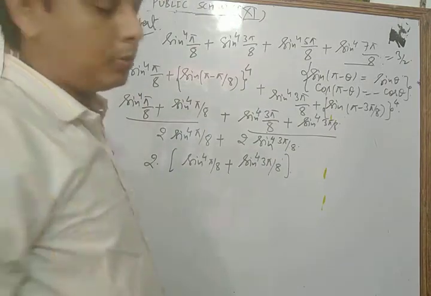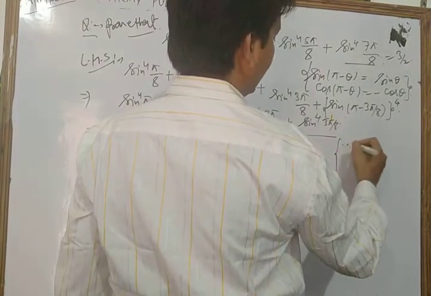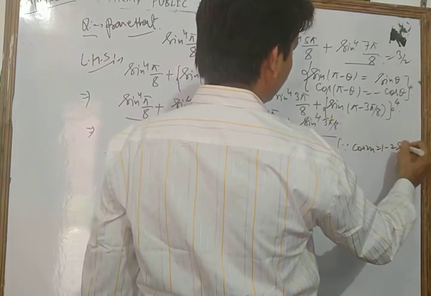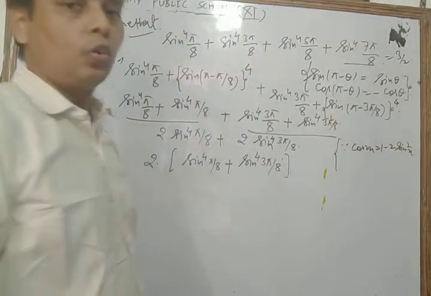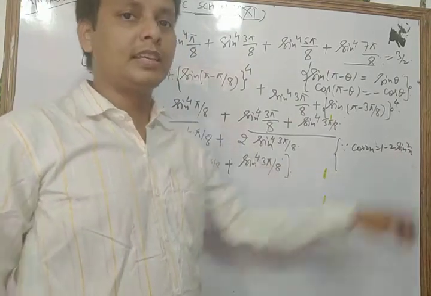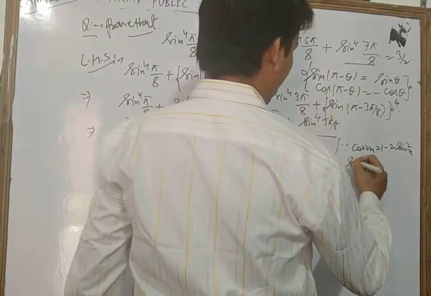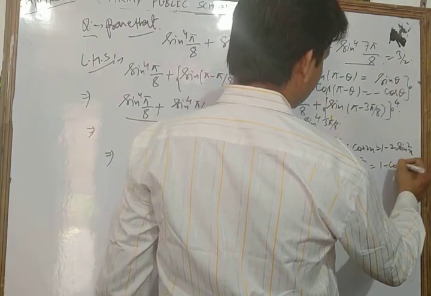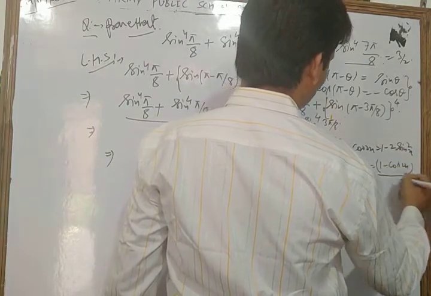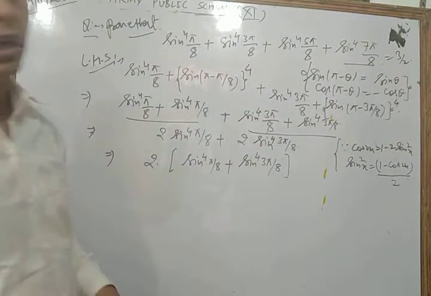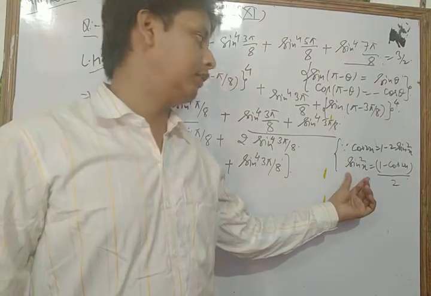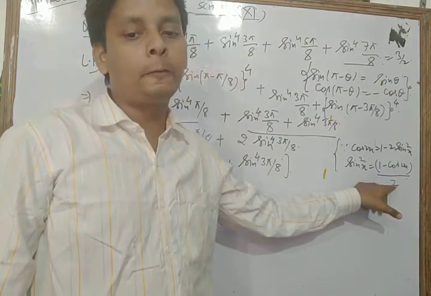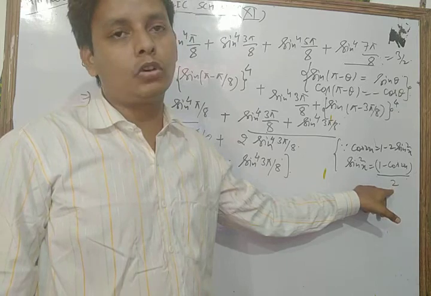We also know the formula that cos 2x is equal to 1 minus 2 sin square x. So sin square x is equal to what? Sin square x is equal to 1 minus cos 2x upon 2. Okay, we convert sin square x in the form of 1 minus cos 2x upon 2.